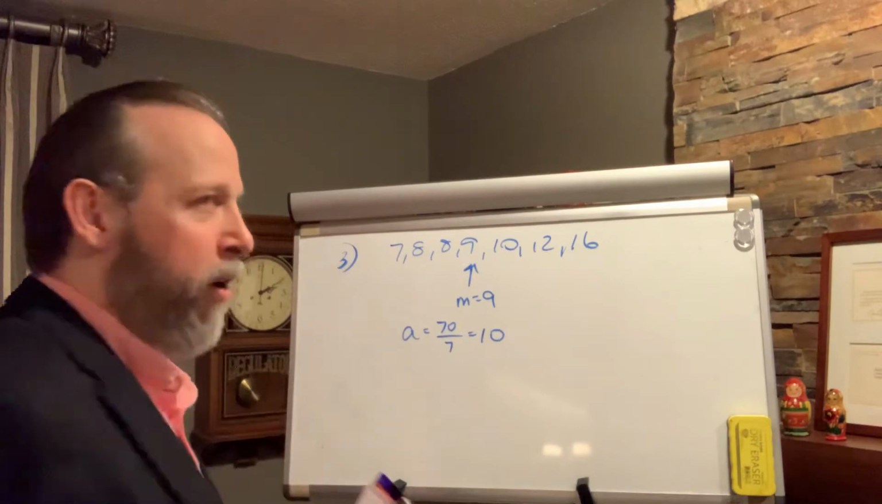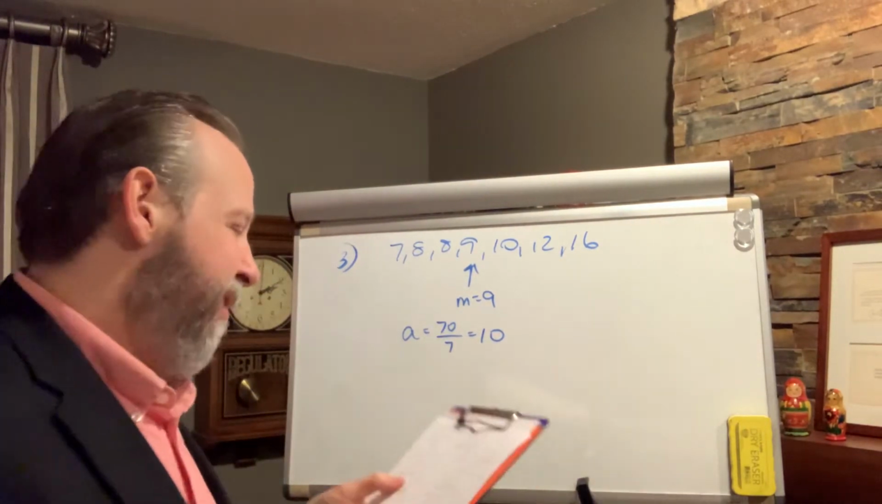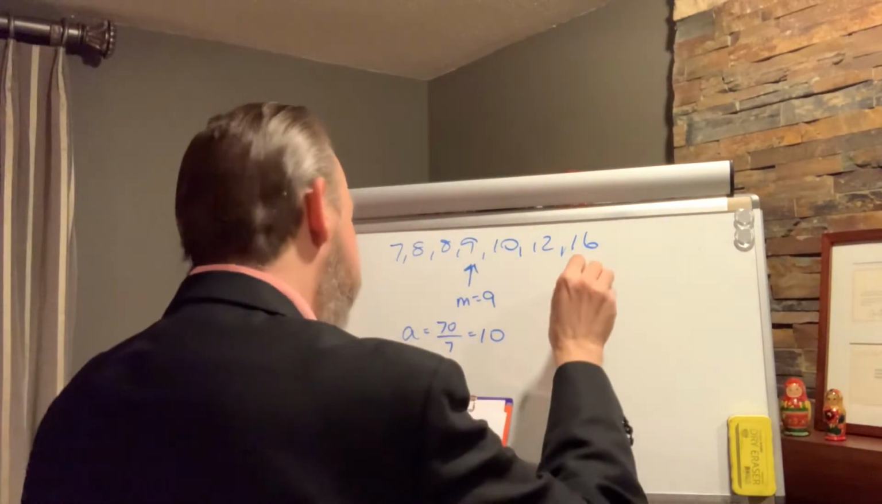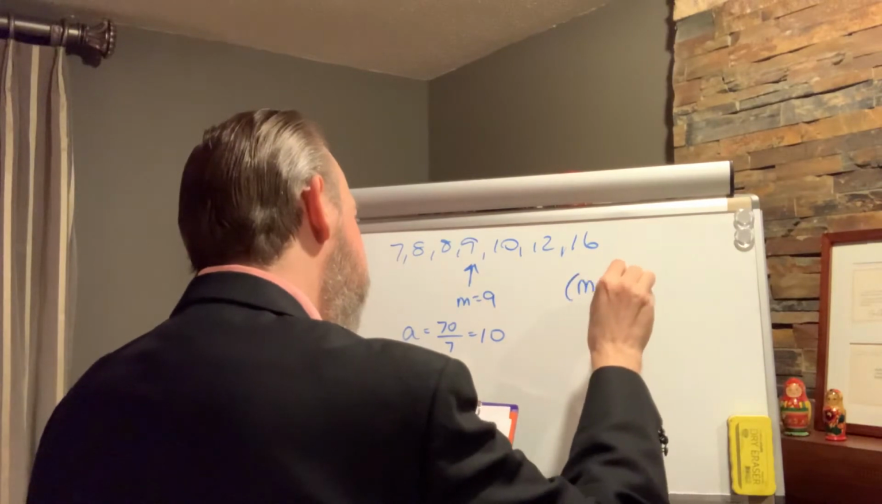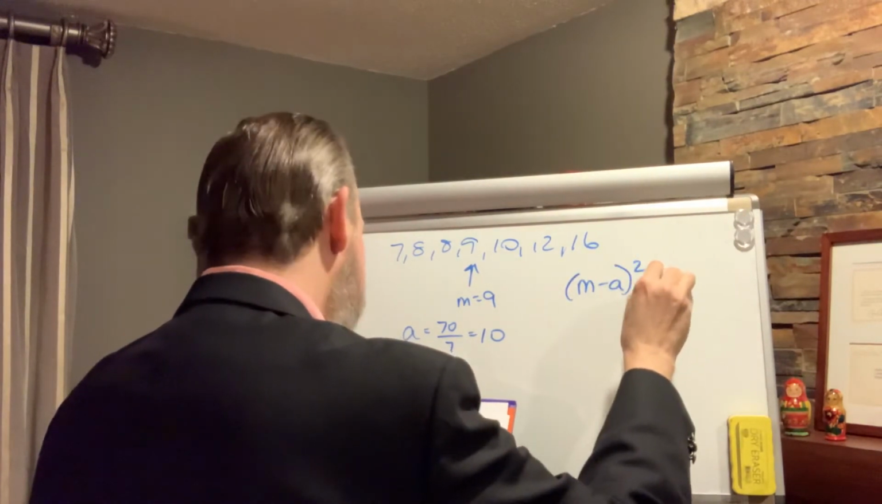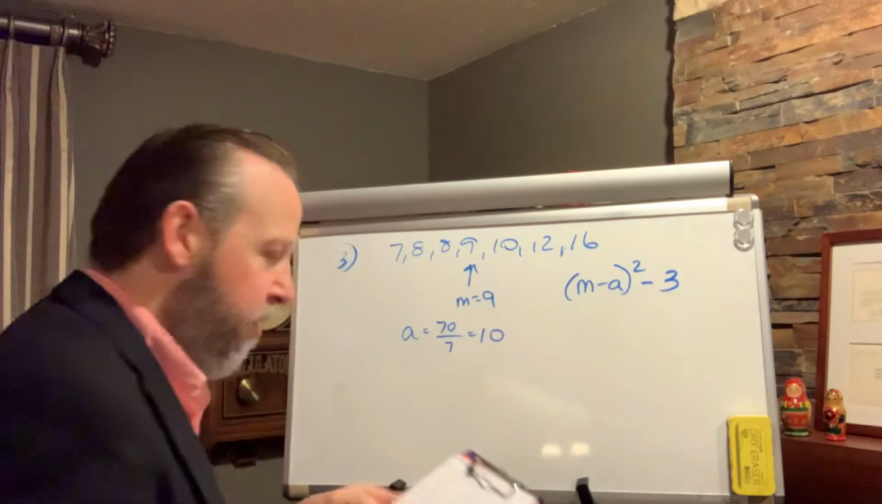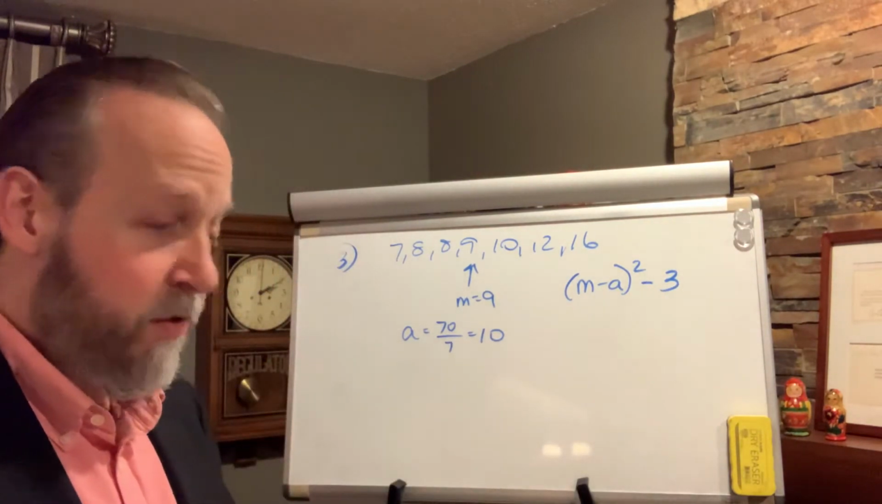This was not the hard part. Actually, there really is no hard part. They ask you to solve the following. What is m minus a quantity squared minus 3? That was the prompt that you had to solve. So let's go and do it.